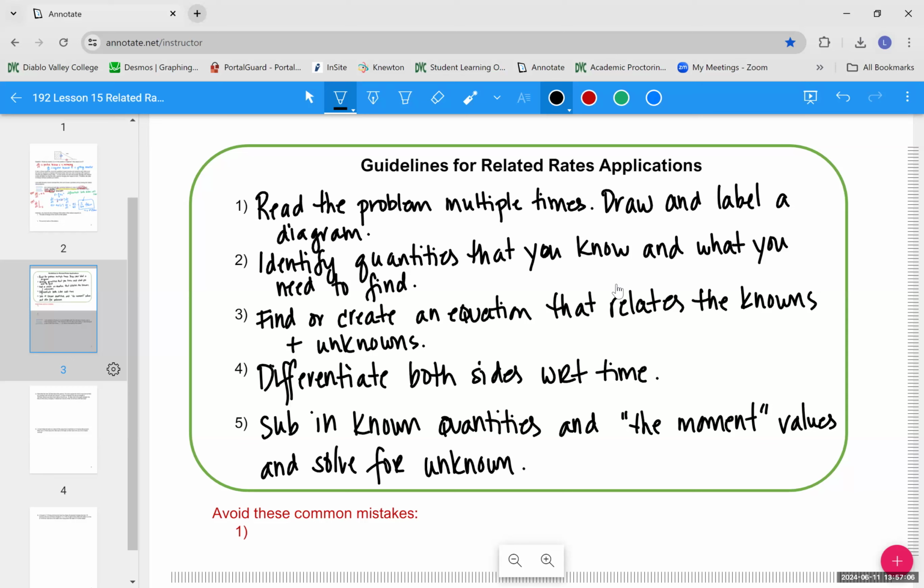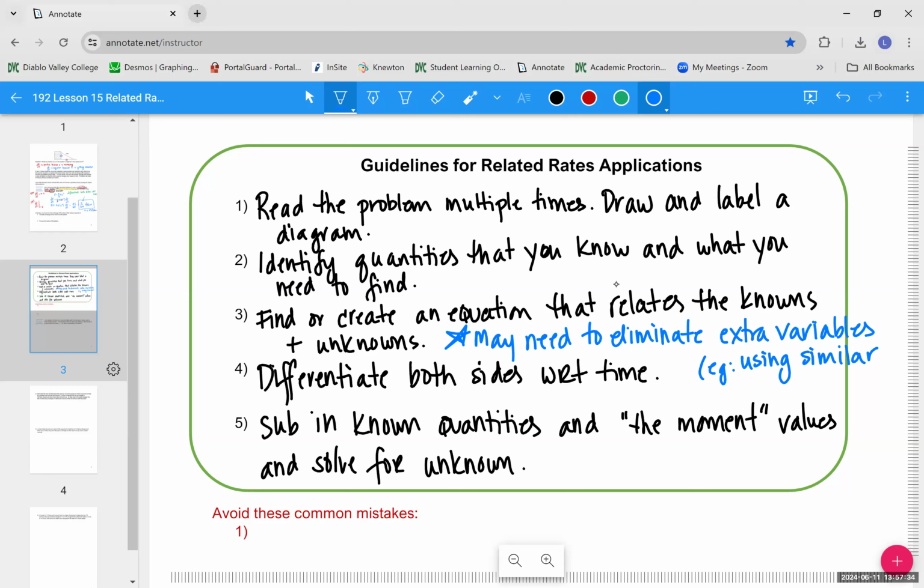There's one little thing I wanted to add here, and it's right here. When you find or create an equation that relates the knowns and unknowns, you may need to eliminate extra variables. And when we do that, in many cases, it's using similar triangles. And so we are going to look at an example of doing that.